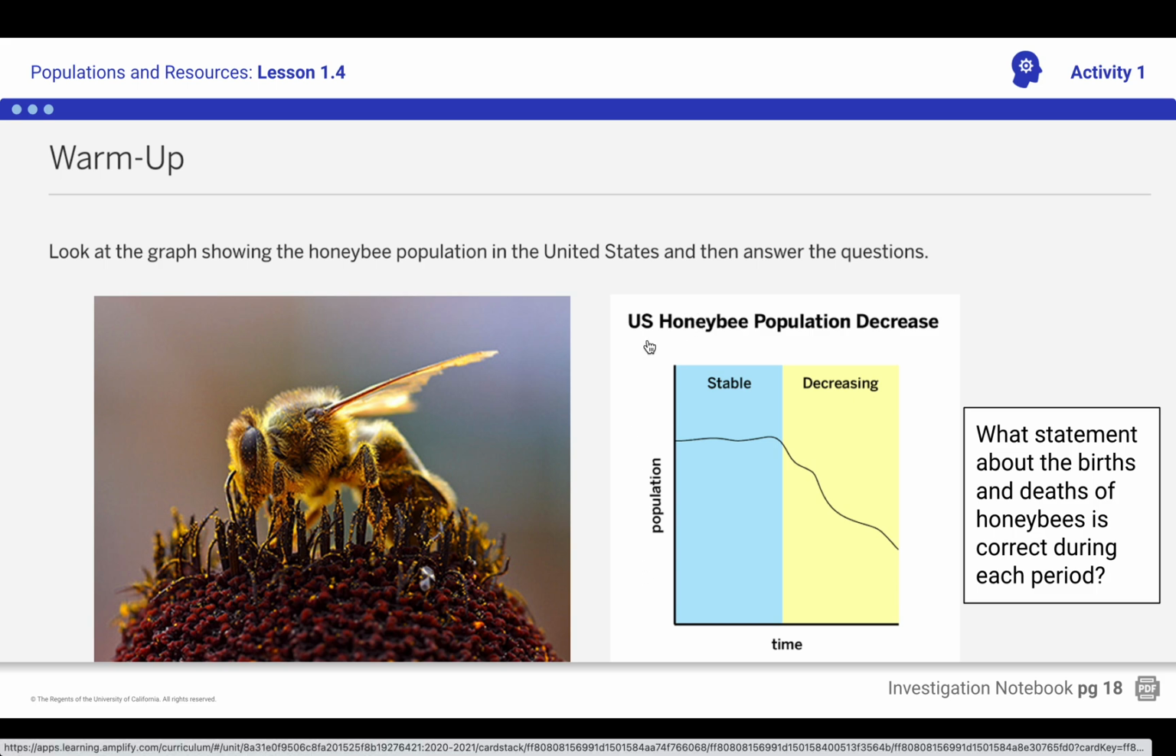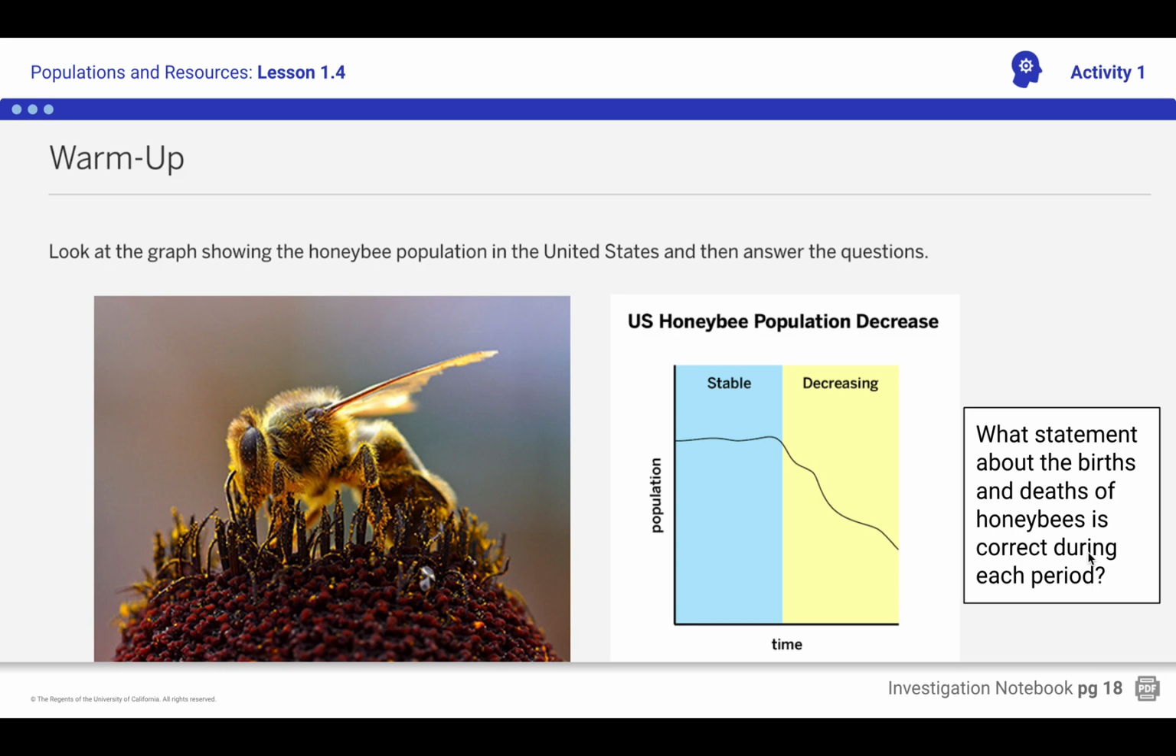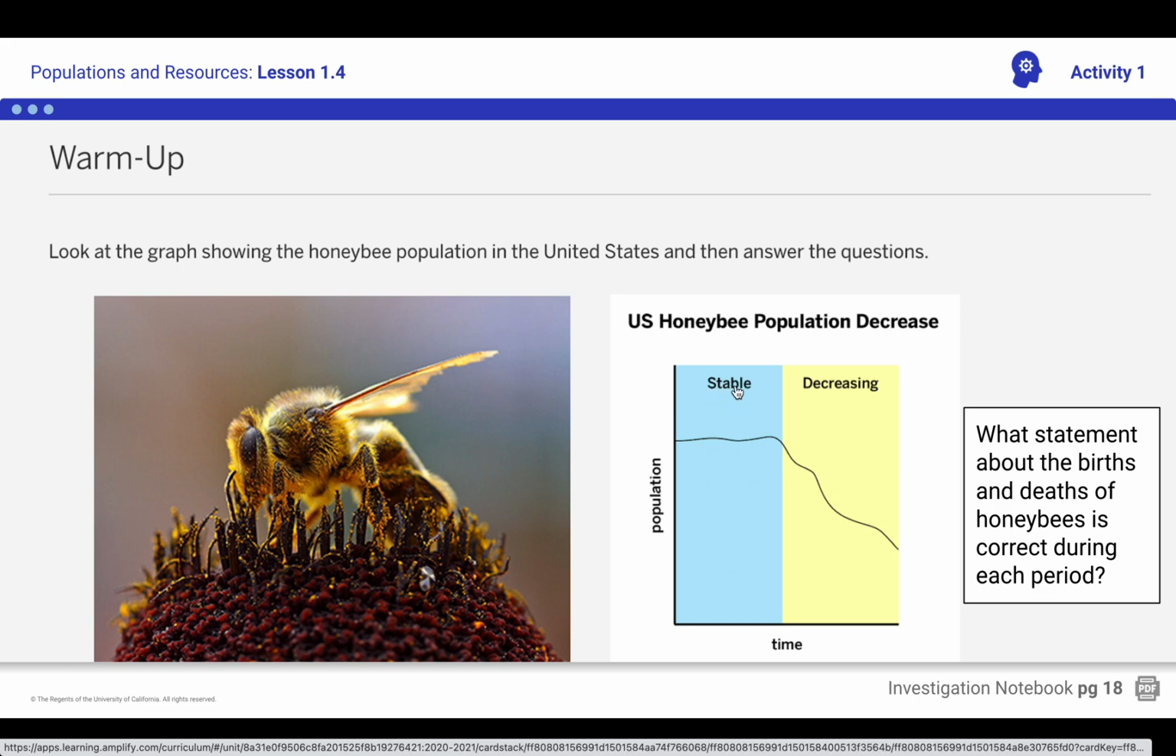So this is the U.S. honeybee population decrease, and this is population over time. Your question is, what statement about the births and deaths of honeybees is correct during each period? And each period means like this blue part represents a period and the yellow part represents a period. Go ahead and read that, answer the question, and hand it in.